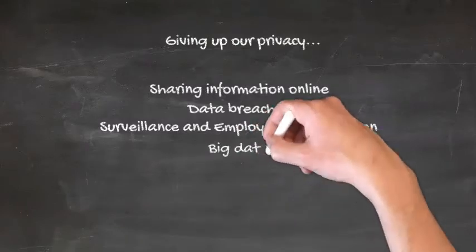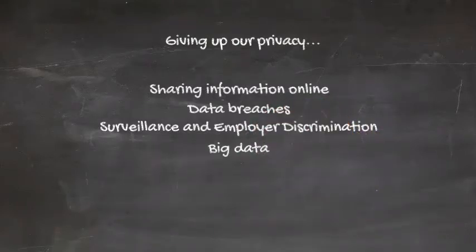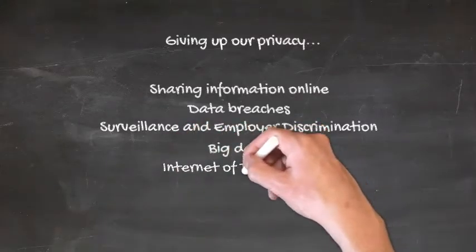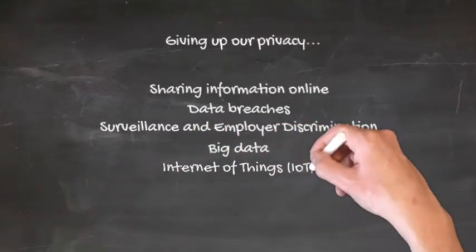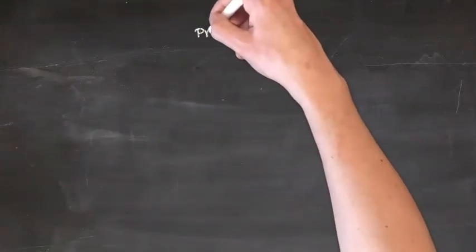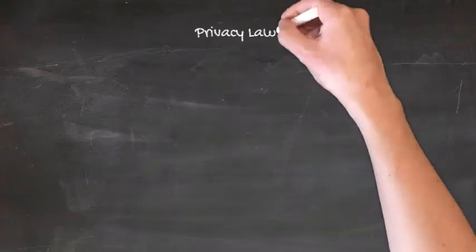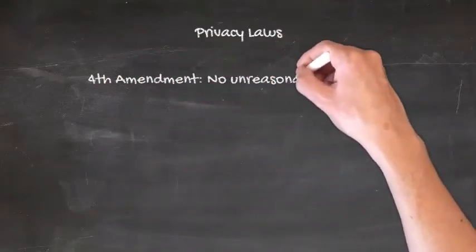And then the last area here that's, I think, a big area of privacy is big data. Big data is used for collecting information, analyzing it, and using it to better improve marketing to customers, among other things. And then there is an emerging area called the Internet of Things, or IoT. This is things like doorbells and cameras and Alexa devices and things like that. Let's talk about privacy laws now.